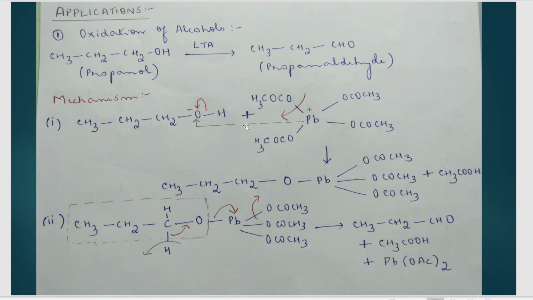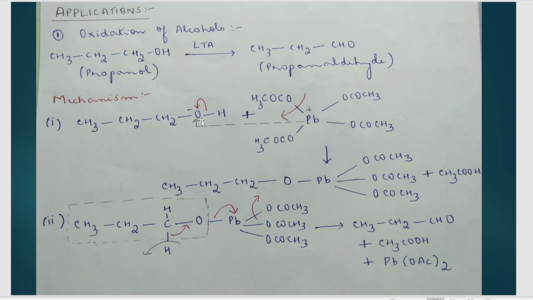Next is our lead tetraacetate, which is used as a catalyst in this reaction. One of the acetate groups leaves the lead tetraacetate molecule. Now these red lines here indicate bond shifting or bond breaking. Okay, so this OCOCH3, one of it leaves the lead tetraacetate molecule. So Pb gets a partial positive charge. Now there's a positive charge on Pb and there's a negative charge on oxygen here.